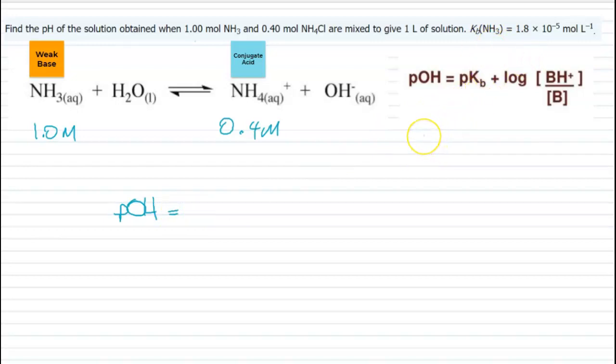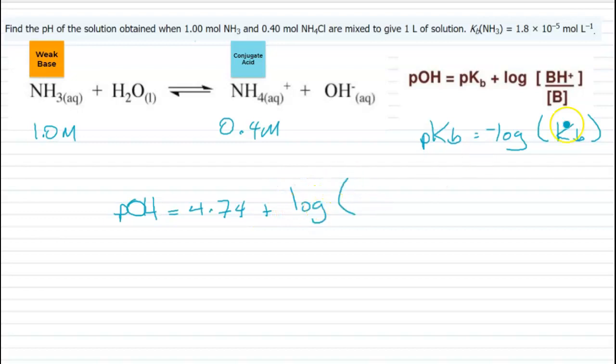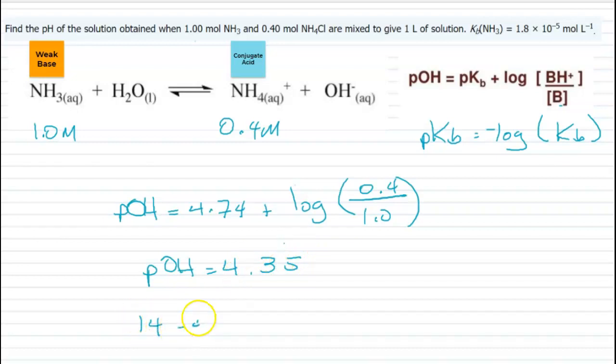So to get my pKb, it is the negative log of Kb. In your data booklet, it is given as 4.74. So I've got 4.74 plus the log of the concentration of my cation, ammonium, 0.4, over the concentration of my ammonia, 1.0. When I plug that into my calculator, my pOH comes out to be 4.35. When I take 14 minus 4.35, I wind up with the 9.65 pH.